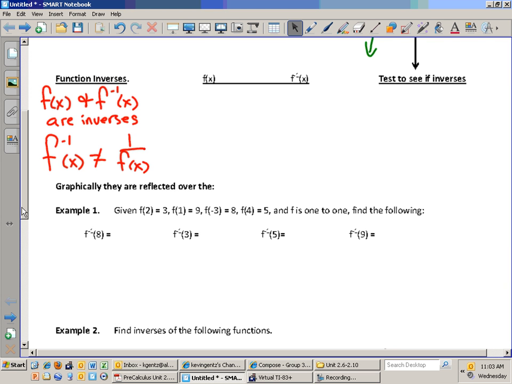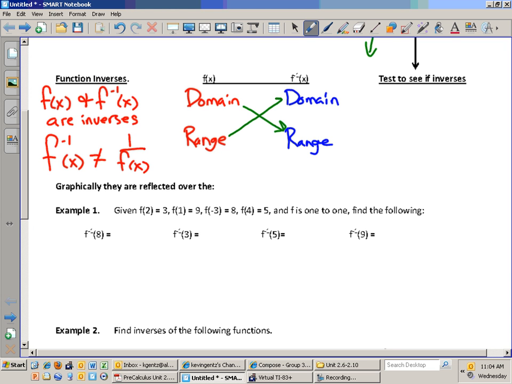Here's what f inverse actually means. If I have f of x, it has a given domain and a given range. And if I have f inverse, I have a given domain and a given range. If I plug in a domain of f, I get out a range. The inverse actually maps to the other one. So the domain of f is the same as the range for f inverse, and the range of f is the same as the domain for f inverse.